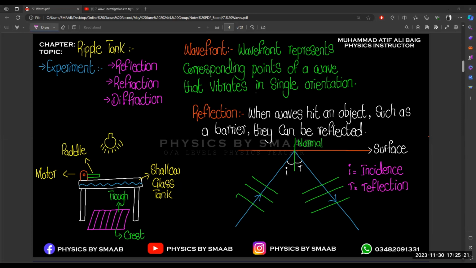So that's why this concept is very simple, right? Your angle of incidence will always equal the angle of reflection, right? Any confusion? So this is the first idea about the ripple tank.